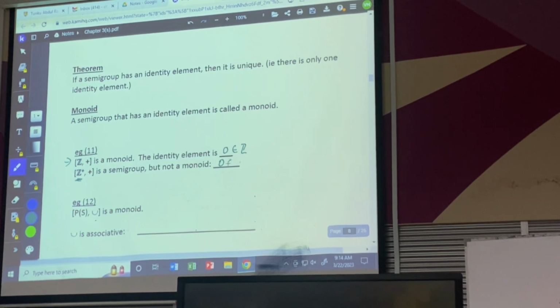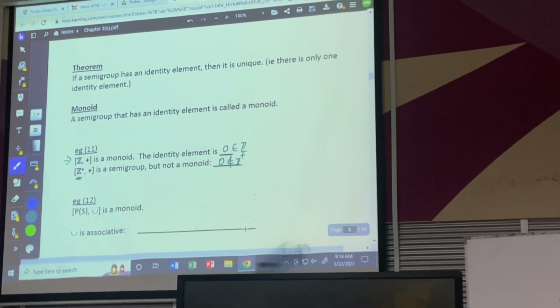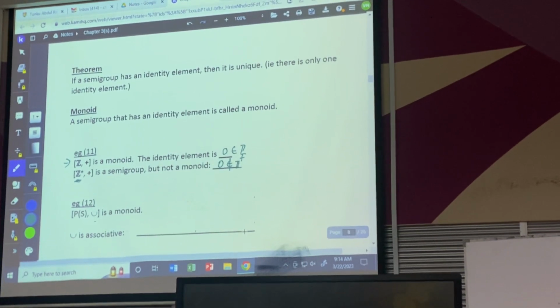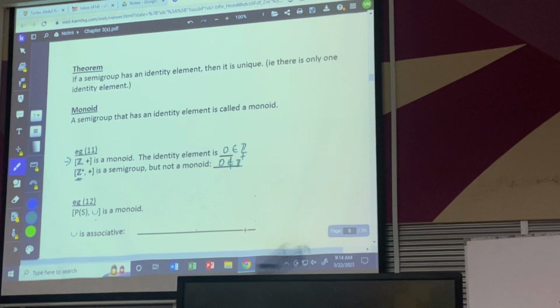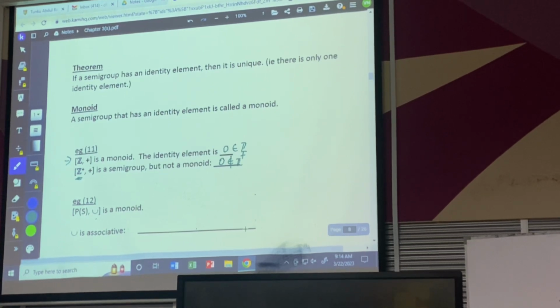So if 0 does not belong to positive integer, even though you can find the identity is 0, in this case we cannot say that it is a monoid because the identity does not belong to the set given. So this is why every time when you are able to find the identity, not necessarily it is a monoid. You must make sure that the identity must belong to the set given also. Then only you can say that it is a monoid. Okay? So all these conditions need to follow.